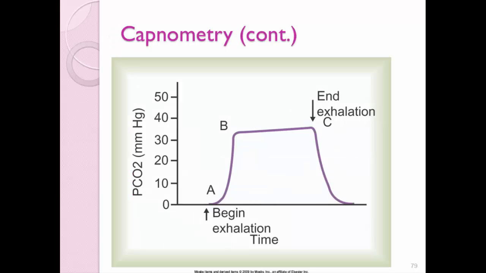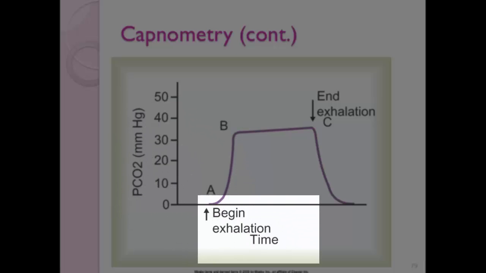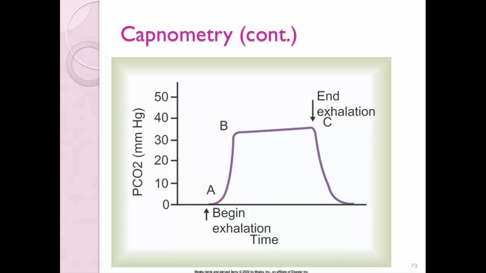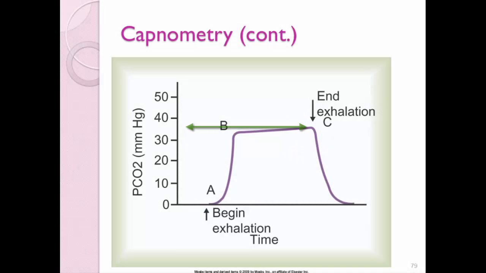So here's your capnogram with CO2 level along the vertical axis and time being along the horizontal axis. And so you see you have the A, B, and C areas there where you have the plateau. Well, this is phase 1, the beginning of the breath. Phase 2 is where you transition to the alveolar gases. And then the plateau, or phase 3 here, is actually where you're emptying the alveolar gas. And then right here at this corner is what we refer to as the end-tidal CO2 level. That's what will be displayed as your end-tidal CO2.